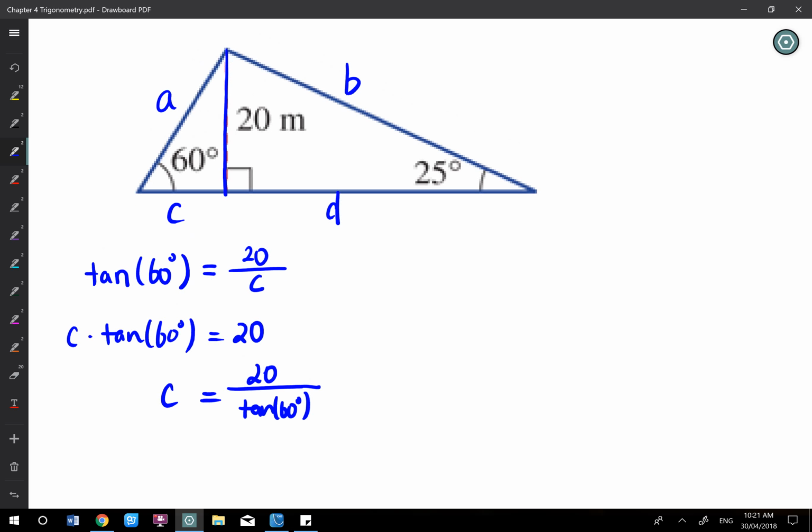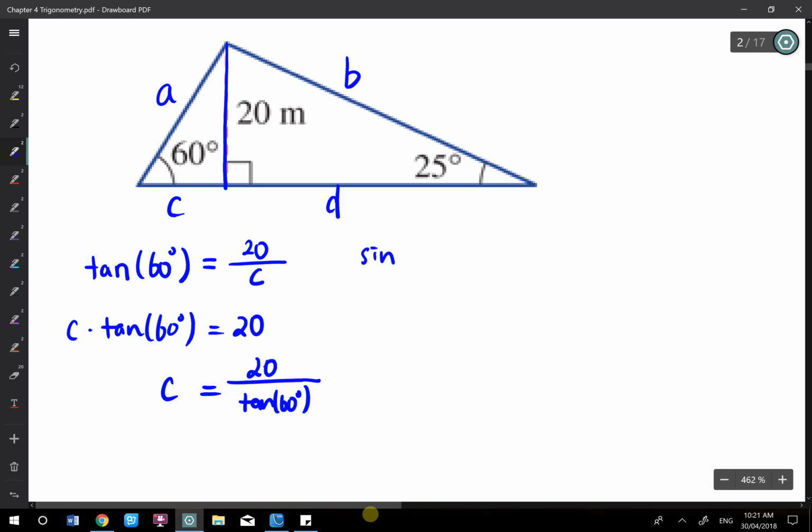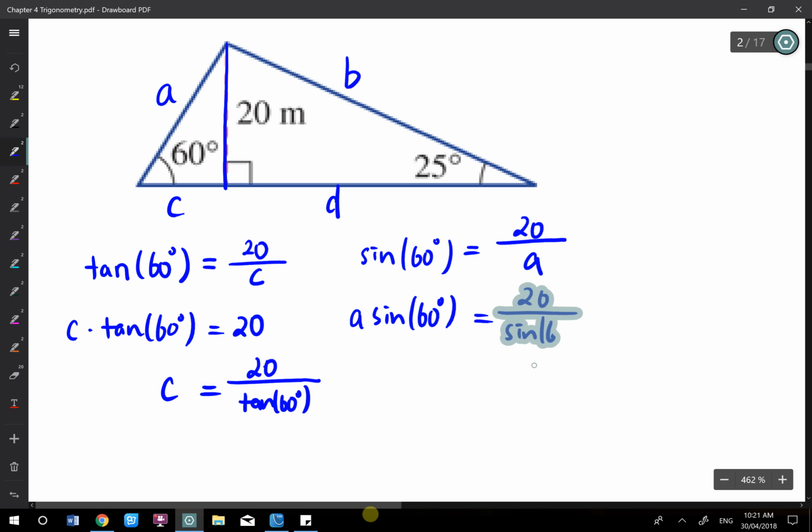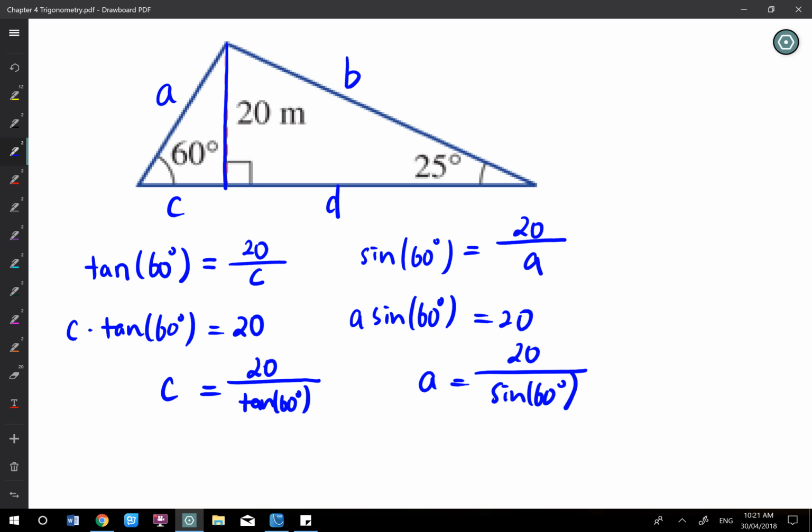And I'm also looking for the A value. So I will have sine 60 degrees equals 20 over A, opposite over hypotenuse. A sine 60 degrees equals 20, and then A equals 20 over sine 60 degrees. That's how I find the A and C values in the left-hand side right angle triangle. I'm doing it a little bit faster, but I'm pretty sure you can rearrange this by yourself. It's kind of a revision thing.